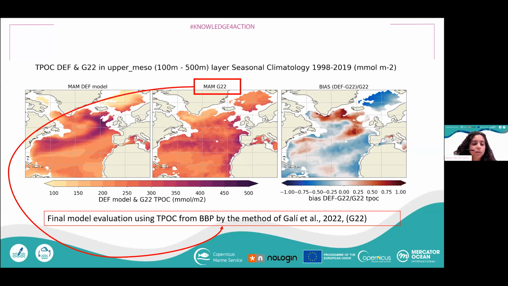And we can see here that comparing our model with the total POC computed using this method, we have a better agreement. However, we can see that we still have some bias, underestimating the total POC in the Norwegian Sea and overestimating it in the northern and eastern border of the North Atlantic subpolar region.